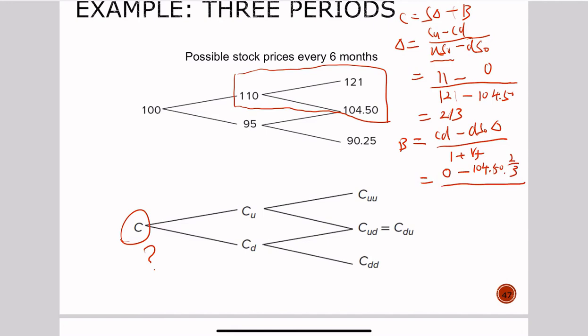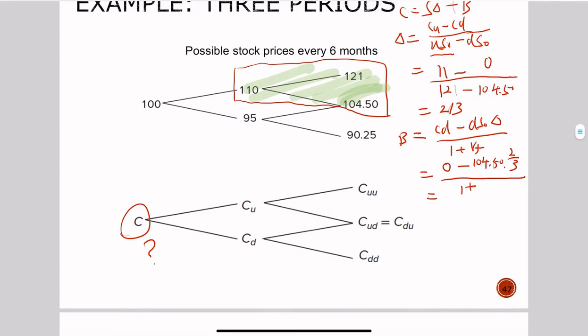What is Rf? Well, if you look at this picture, you can see that this period is a 6-month period. So you should not use the annual rate. You should use the 6-month rate. So let's just assume an annual percent rate. So we will use 5%, right? So the 12-month interest rate is 10%. So the 6-month interest rate is 5%.